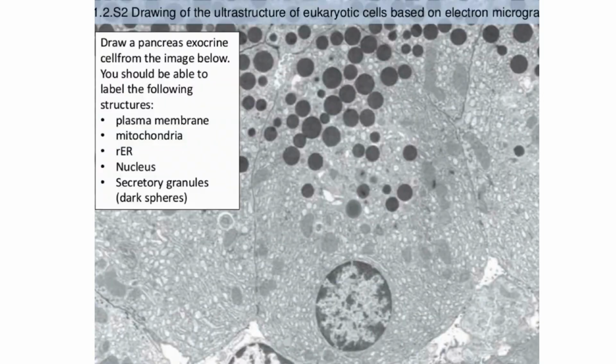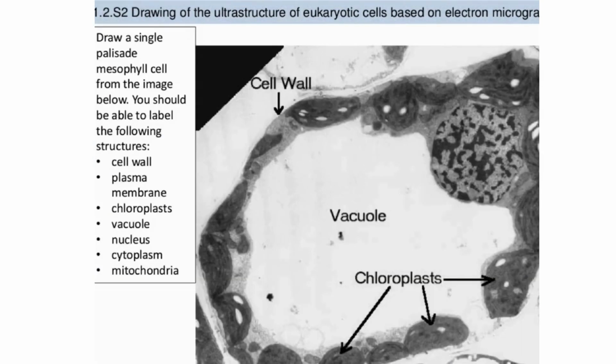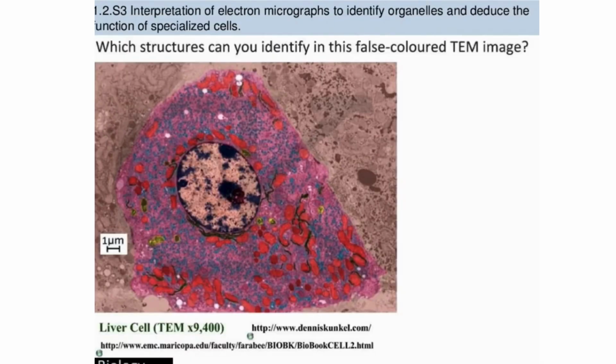Now draw a pancreas exocrine cell from the image below. You should be able to label the following structures such as the plasma membrane, mitochondria, RER, nucleus, and secretory granules, which are the dark spheres. Here, the cell wall, vacuole, and the chloroplast we can see of the eukaryotic cells on an electron micrograph here. So which structure can you identify in this false colored TEM image?